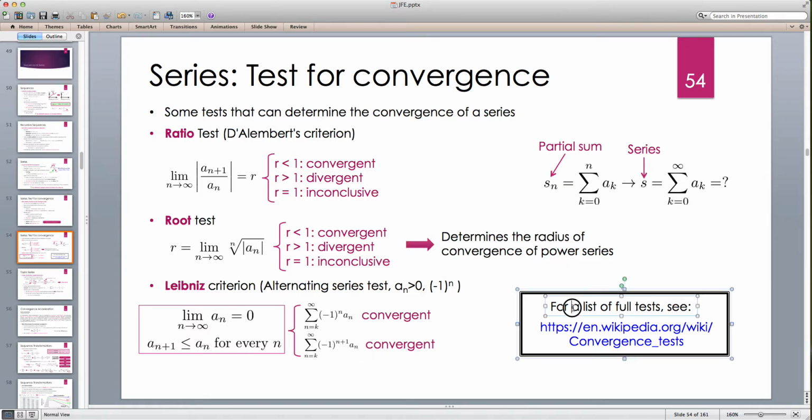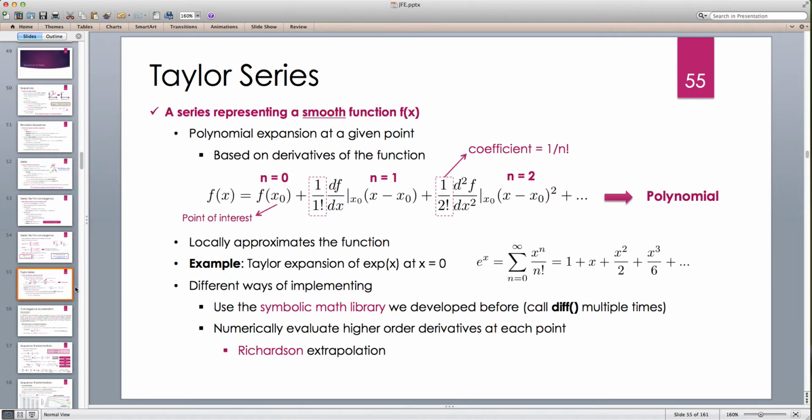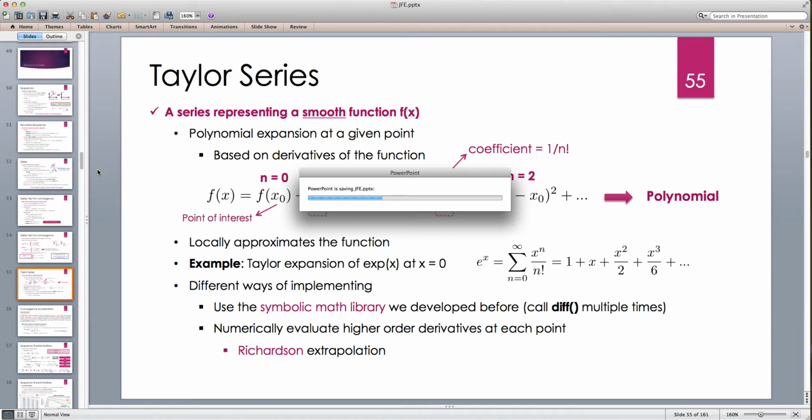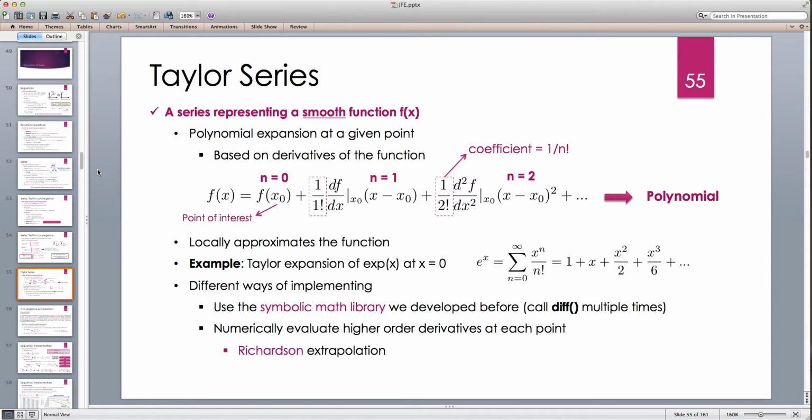All right, so for a full list of tests for sequences, you can go to this page on Wikipedia, en.wikipedia.org/wiki/convergence tests.